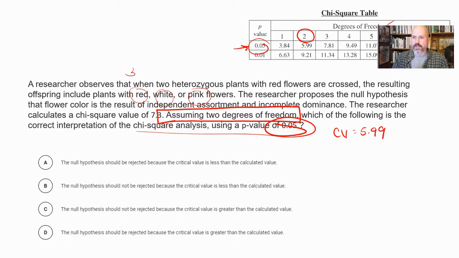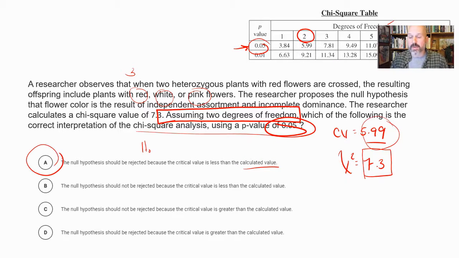Let's look at some choices. The null hypothesis should be rejected because the critical value is less than the calculated value. Well, is it? My null hypothesis said there wouldn't be a difference. And I should reject that there is no difference because my critical value is less than the calculated value, the chi-square. So my chi-square equals 7.3, which exceeds the threshold of evidence I needed for my critical value. So we don't need to go any farther. A is the answer.